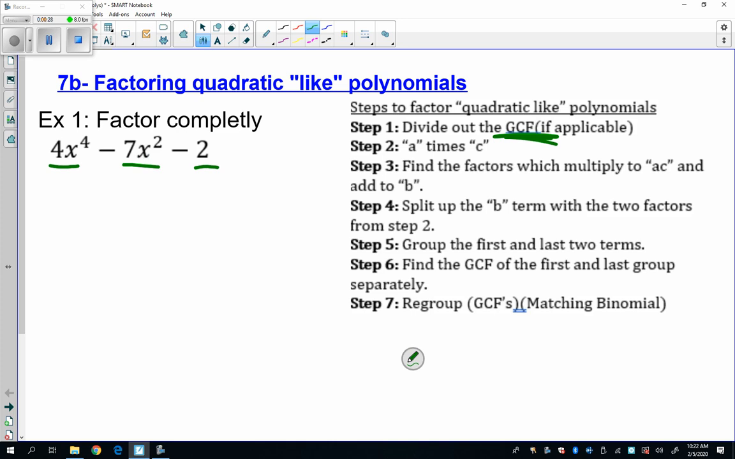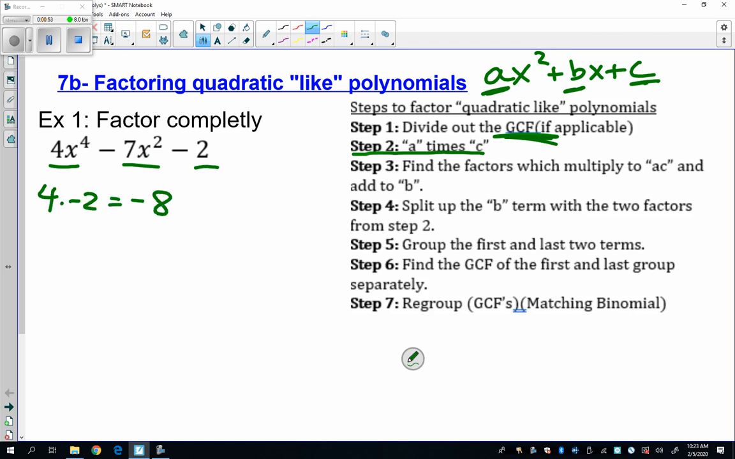We do step 2, which is a times c. I guess we should talk a little bit about quadratic-like polynomials. Quadratic-like is ax squared plus bx plus c. So this is where we're going to get our a and c and eventually our b from. So we have a times c, so that's 4 times negative 2, so negative 8.